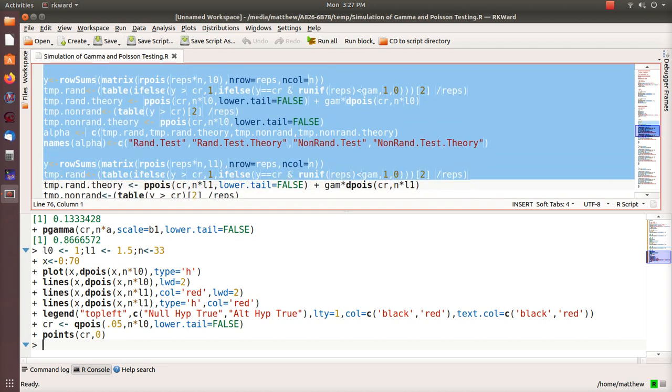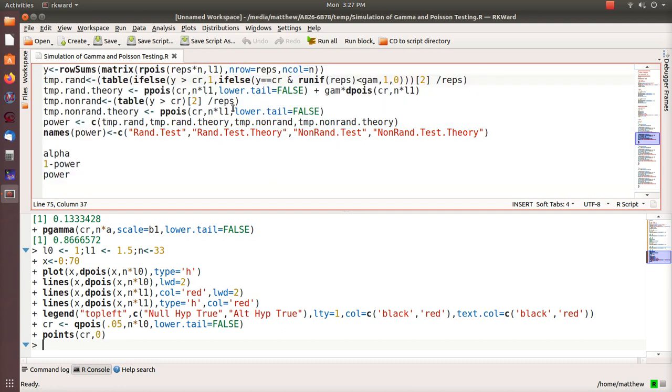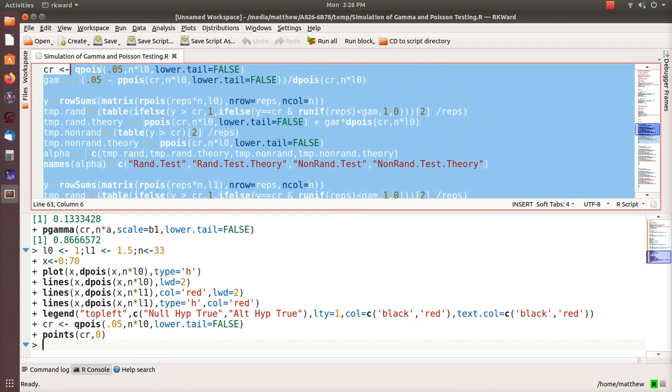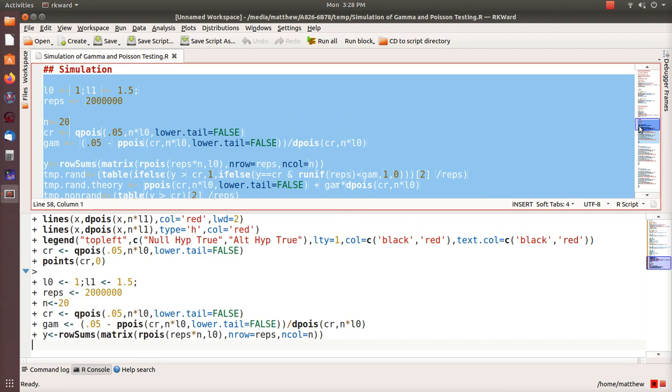And I use the same approach where I create a matrix and I put the random samples in there. I do a row sum because that's really all I need. And then I look to see whether it's above or below the critical region. But I also, and maybe I should point this out, I have to add another case, which is if it equals that point, and then we randomly reject based upon gamma. And that's what those little if statements in there are doing. So let's run this and see what we get.